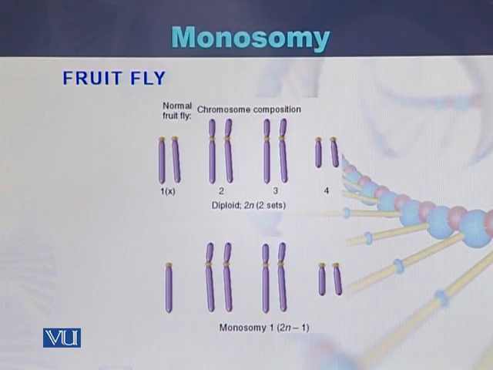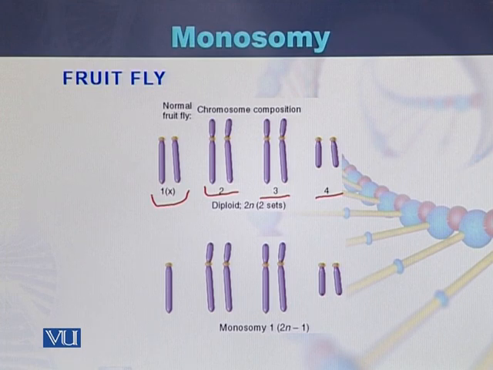Fruit fly has 8 chromosomes and each set consists of 2 chromosomes. Here we can see 2, 2, 2 and 2. So they are in the form of homologous chromosomes. But if one of the chromosomes is lost, then that phenomenon is called monosomy.